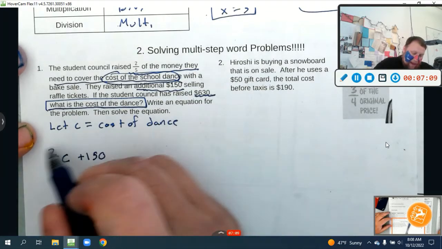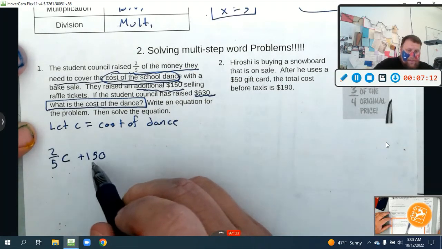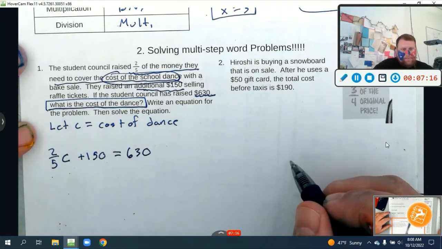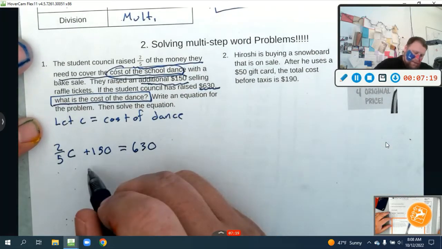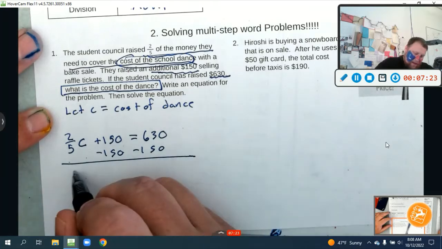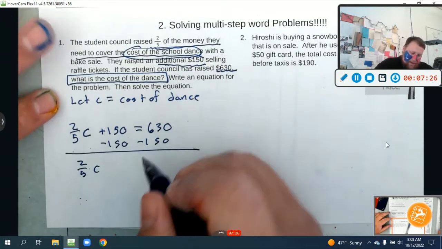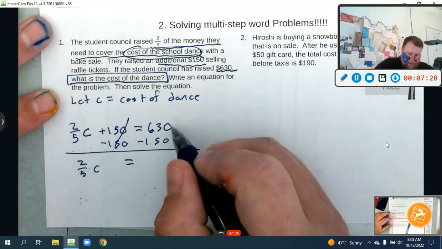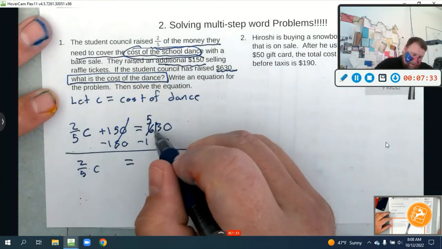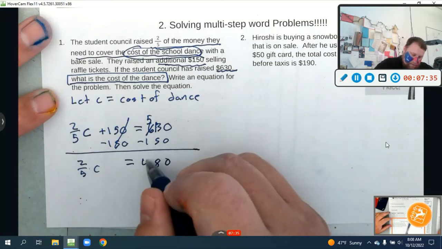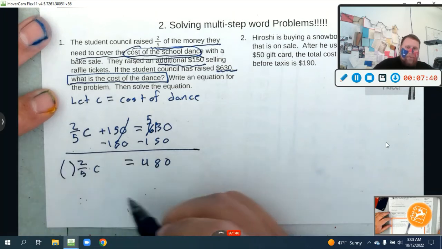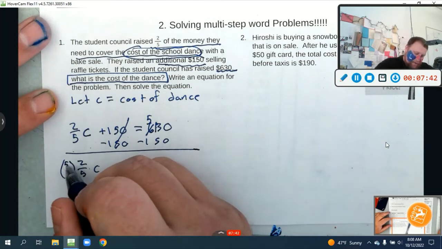And if I add this together, 2/5 the cost of dance plus that $150 should equal the total they raised of $630. Boom. So let's solve this. Minus 150 minus 150. I get 2/5 C equals, well, I'm going to have to borrow: 13 minus 5 is 8, 5 minus 1 is 4. 2/5 C equals 480. Multiply by the reciprocal, or the multiplicative inverse, whatever you want to call it.